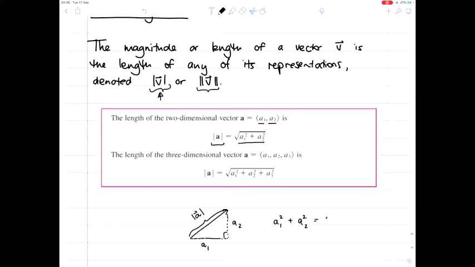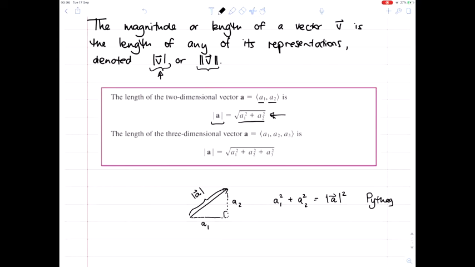So that's going to give us the length of the vector squared. So this is Pythagoras. And in order to get this formula up here, we've just taken the square root of both sides. And in an exactly analogous way, we can find the length of a three-dimensional vector by summing up the squares of each of the three components, so the x, y, and z components, and then taking the root. And that gives us the length of a three-dimensional vector.